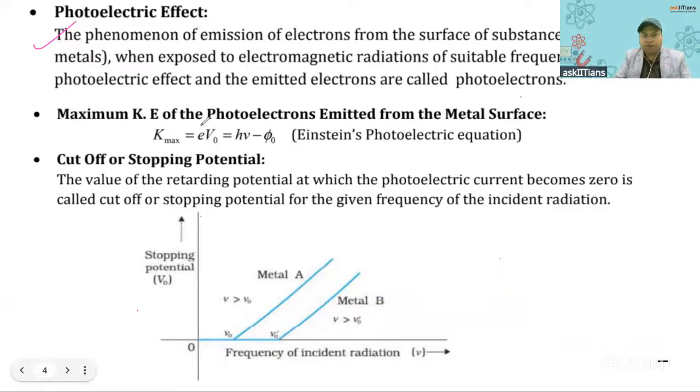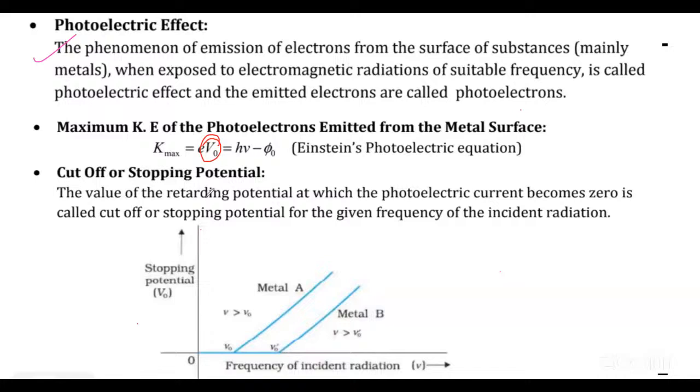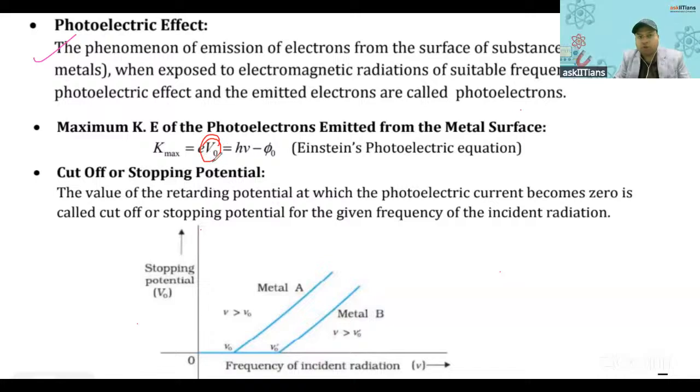What is eV naught here? What is V naught here? Can anyone tell me? Stopping potential. Yeah, it is the stopping potential, right? It is the stopping potential. So K max is always equal to e into V naught.